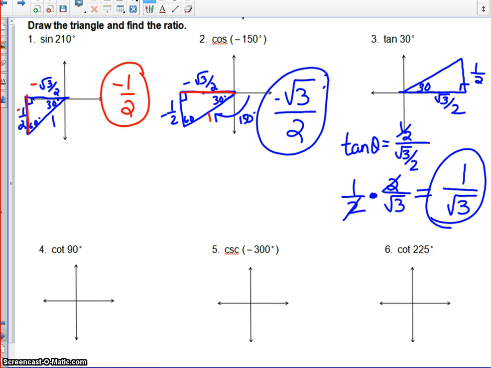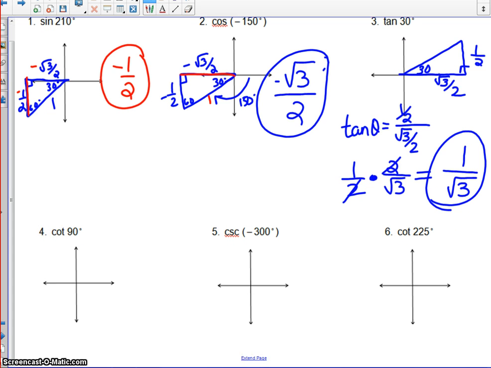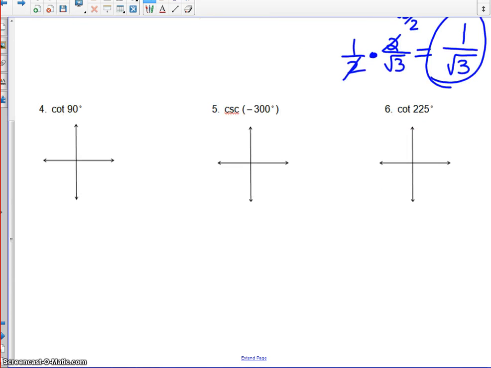All right, let's look at number 4 now. I like number 4 because now we're finally dealing with a quadrantal angle. A lot of you are going to be like, wait a minute, how do I draw a 90-degree triangle? Well, you really don't. Or a 90-degree angle. You just look if it's 90 degrees or 180 degrees or 270 or 0 or 360. It's a quadrantal angle. We don't draw the triangle, we just draw the point. So this is the point 0, 1. That's where 90 degrees would be.